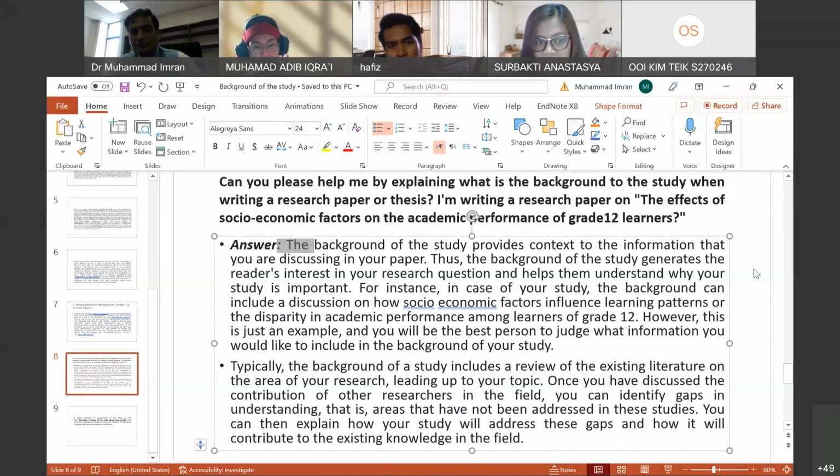Once you have discussed the contribution of other researchers in the field, you can identify gaps in their contributions. You can identify gaps in understanding, that is, areas that have not been addressed in these studies. You can then explain how your study will address these gaps and how it will contribute to the existing knowledge in the field.